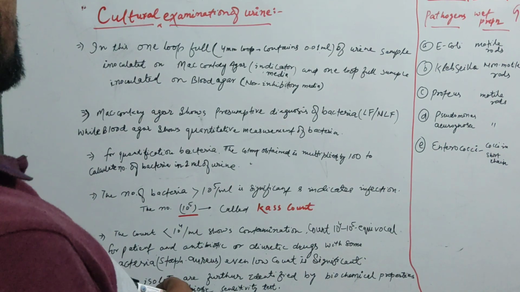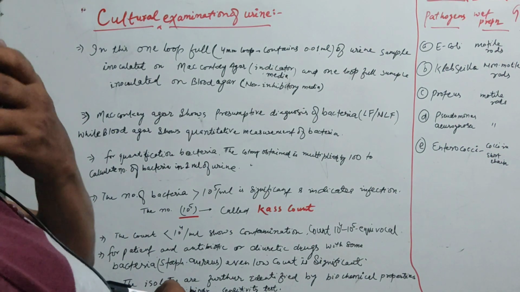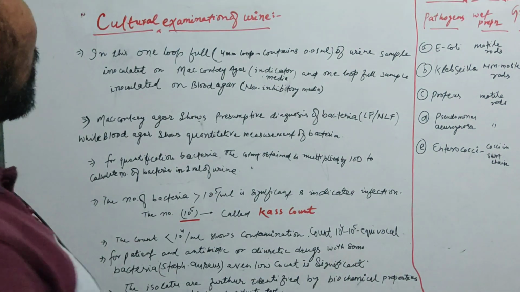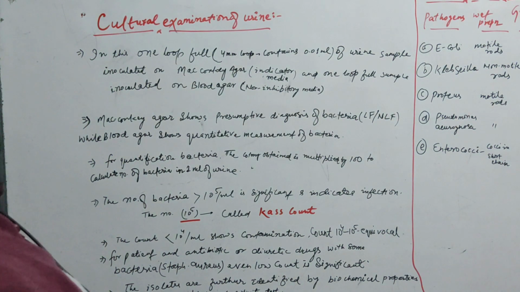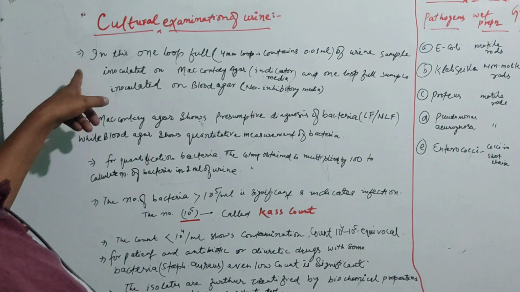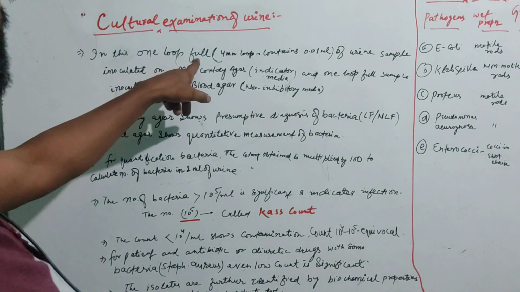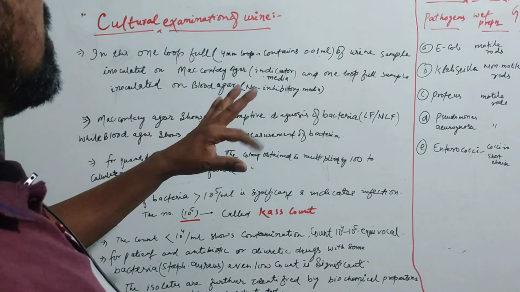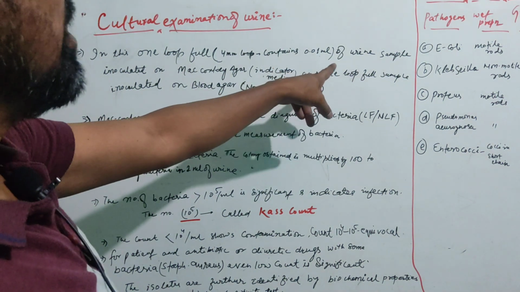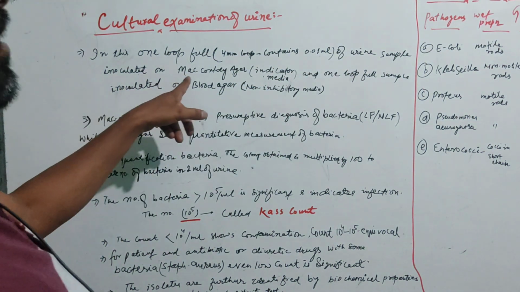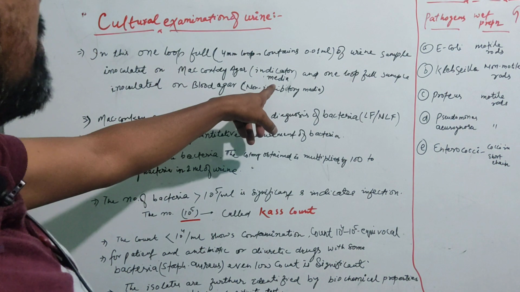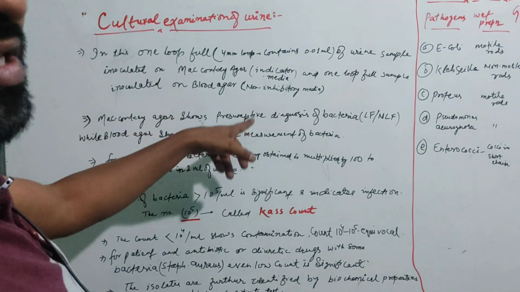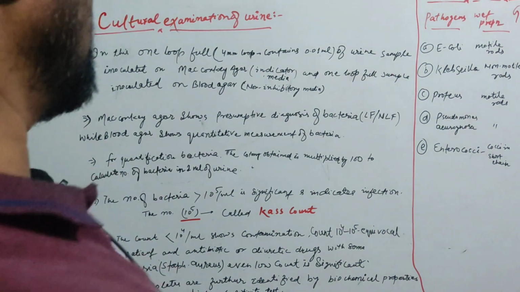Now the new topic is urine culture examination, that is, cultural examination of urine. In this, one loopful, and this loop is a 4 mm loop that contains 0.01 ml of urine sample, is inoculated on the MacConkey agar indicator media, and one loopful of sample is inoculated on the blood agar, which is acting as the non-inhibitory media.